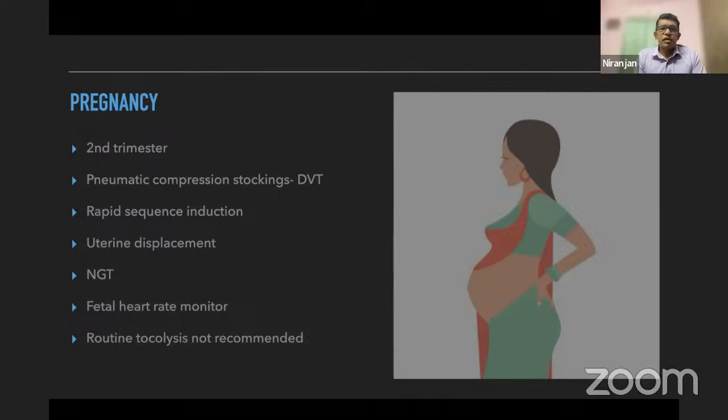These patients usually need DVT prophylaxis. You need uterine displacement when she lies in the supine position, and we employ what is called rapid sequence induction to avoid gastric aspiration. And NG tube here is mandatory. The monitors, apart from the other monitors listed earlier, this patient needs fetal heart rate monitor also. Routine tocolysis is not recommended. On an individual basis, you can decide whether she needs tocolysis or not.